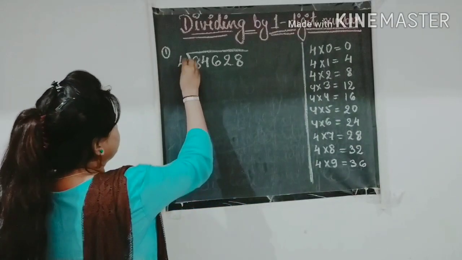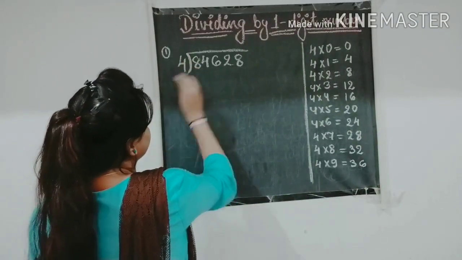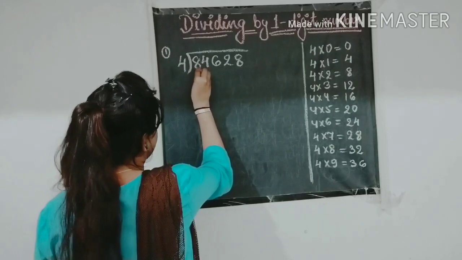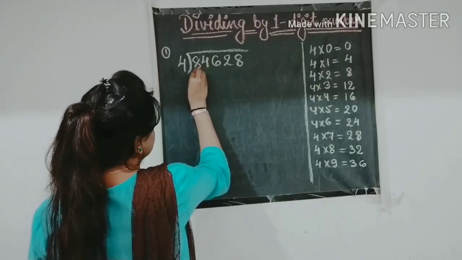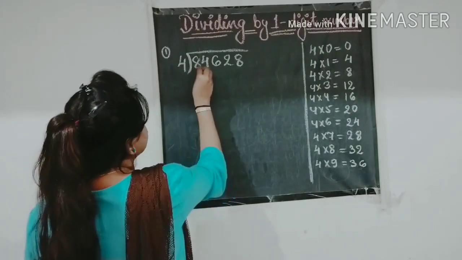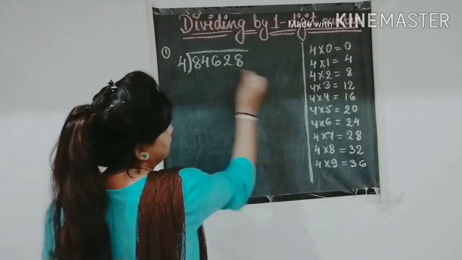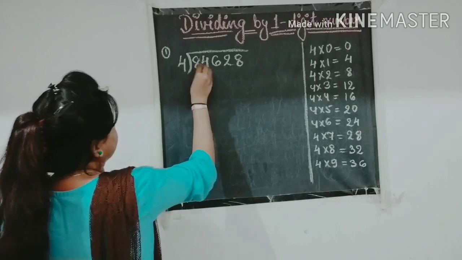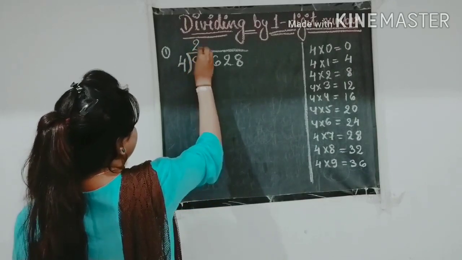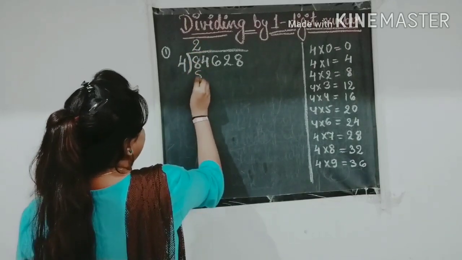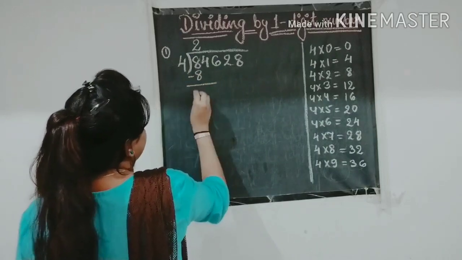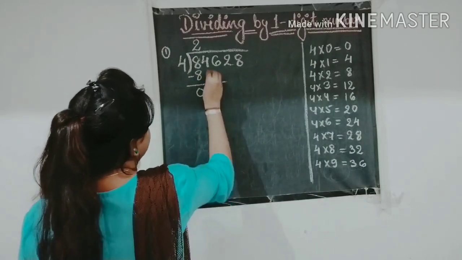To divide this, the first thing we have to do is compare the first digit of the dividend. Here the first digit is 8 and 8 is greater than 4, so we can divide it. In 4's table, 2 times 4 we get 8. So we will write here 2 and 8 here and subtract it. We will get 0. 8 minus 8 is 0.